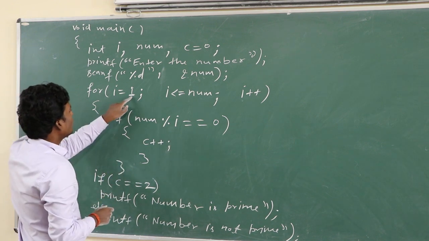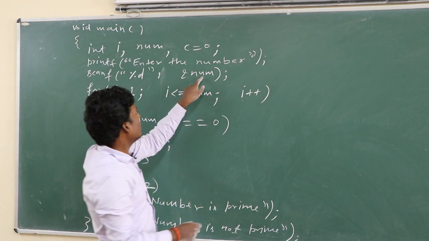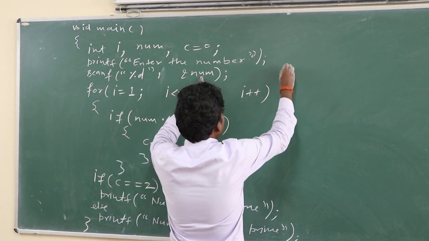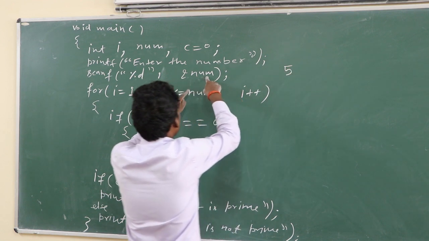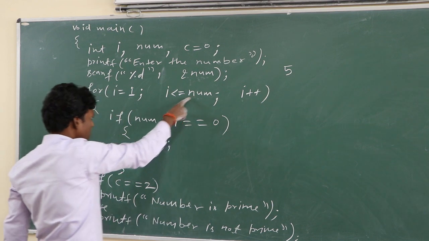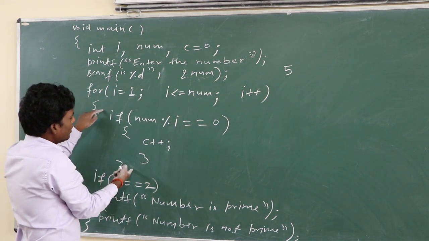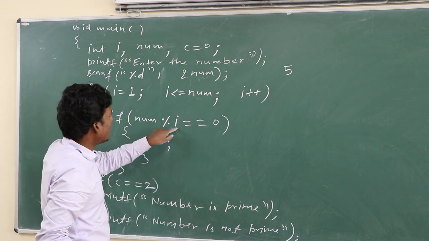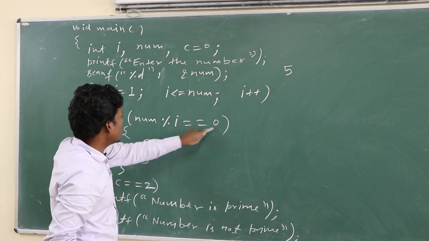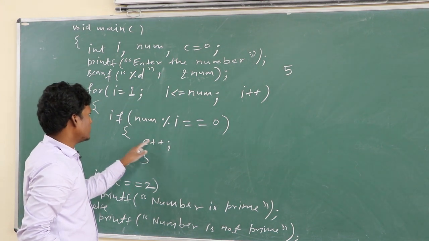Okay, i equal to 1. 1 is less than or equal to num. It depends upon what the user has input there. Suppose the user has input 5 here. So i equal to 1. 1 is less than or equal to 5, yes. Control goes to this set of statements here. If num modulus i double equal to 0, then c plus plus will execute.